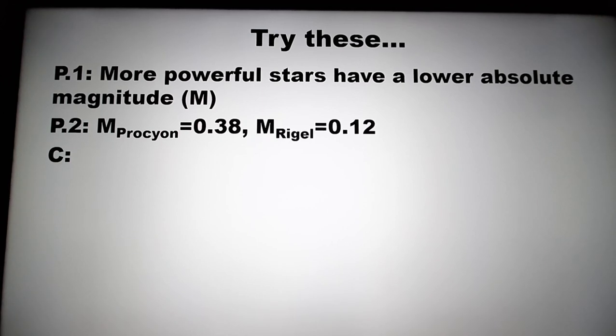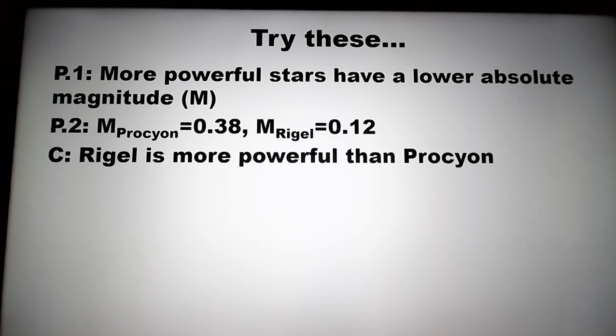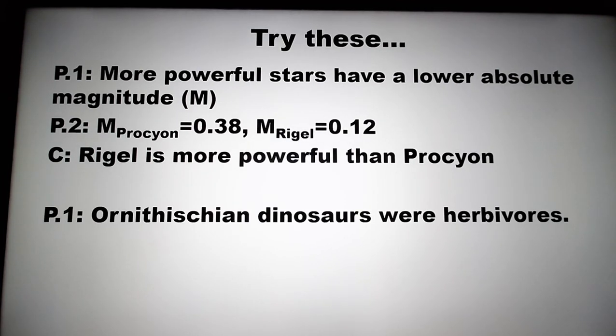The conclusion is Rigel is a more powerful star than Procyon. Why? Because it has a lower absolute magnitude, and as a general concept, we know that more powerful stars have a lower absolute magnitude. How about this one? General concept, major premise, P1. Ornithischian dinosaurs were herbivores.